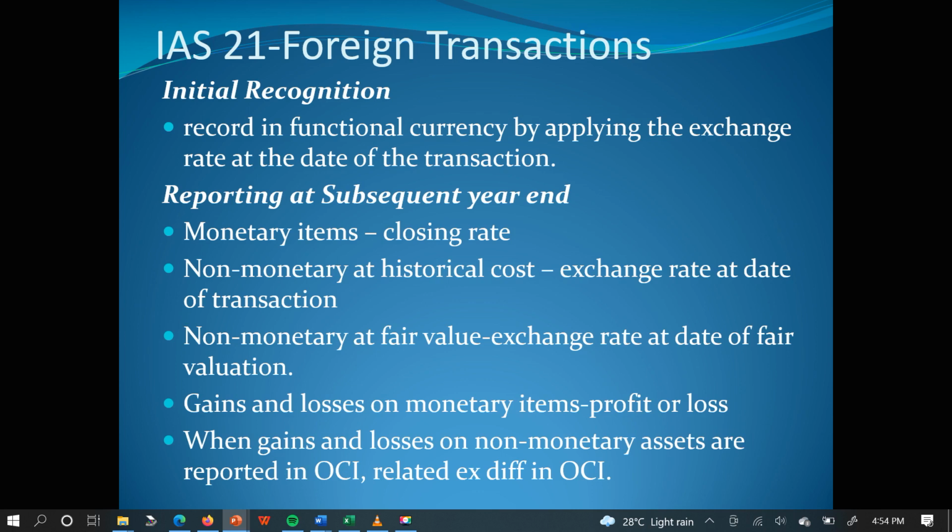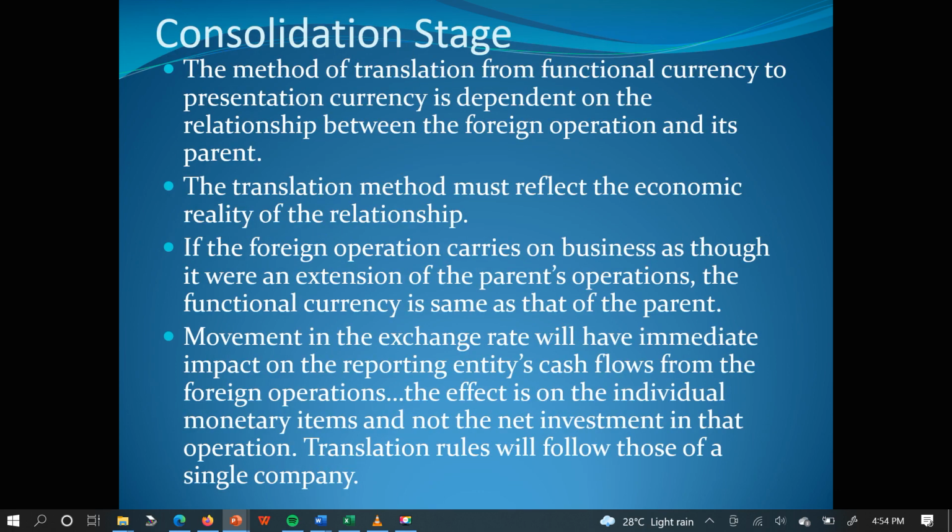Then if you do a translation of the balances and there is an exchange gain or loss, you must pass it through OCI as well. That's what it means. It's important to pay attention to this slide. It gives you what to do with initial recognition and subsequent recognition of foreign transactions. For the consolidation stage, we'll pause on it. I'm just running you through, but we'll do the single stage examples before we add it to consolidation.